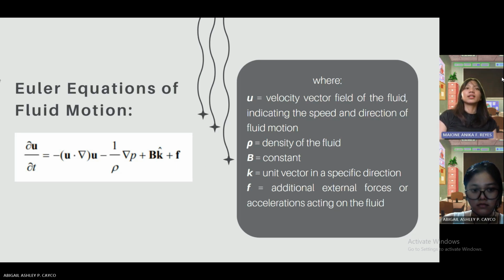Negative 1 over p times gradient of p, wherein p is the density of the fluid. This term represents the acceleration caused by the pressure gradient. It is proportional to the gradient of the fluid density p. Bk, wherein B is a constant and k is the unit vector in the upward direction. This term represents buoyant acceleration, describing the effect of gravity on the fluid. Lastly, F, again, represents other external forces or accelerations acting on the fluid.